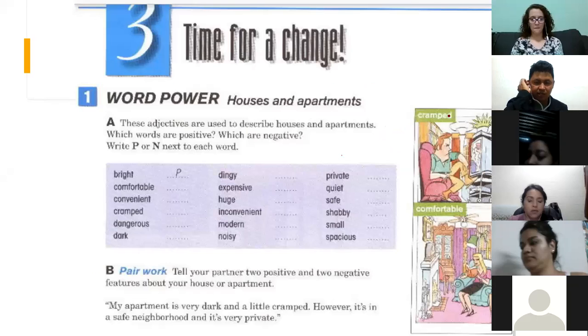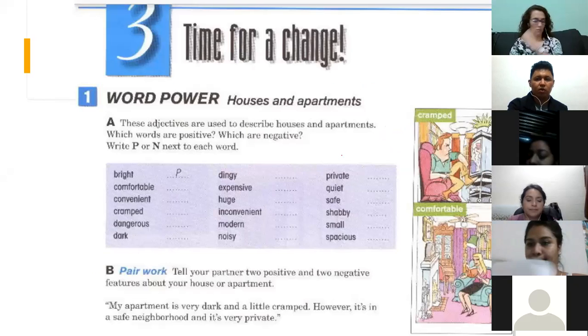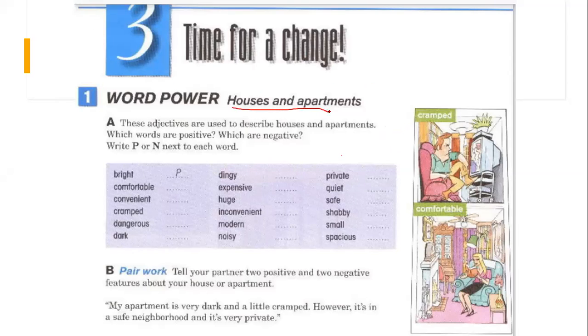So right now, let me just give you an overview of module number 3 or lesson 3, which is Time for a Change. The topic is houses and apartments, okay? What you're gonna do right now in your mind, so you don't have to write anything, is see these adjectives, which are used to describe houses and apartments. But you gotta think which words are positive and which are negative. If you think something is positive, you can imagine putting a P in front of it, or an N if it's negative.